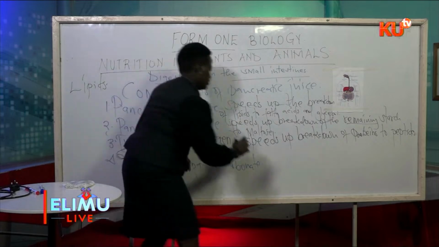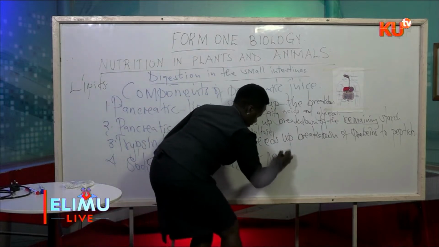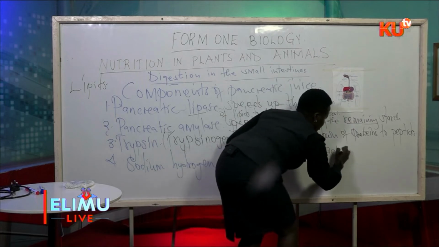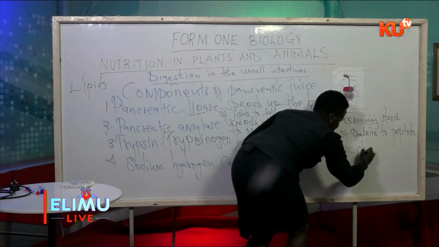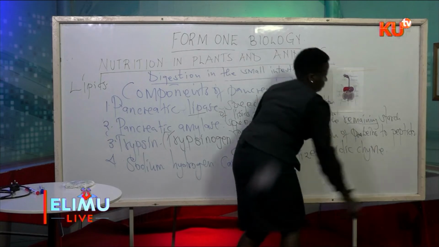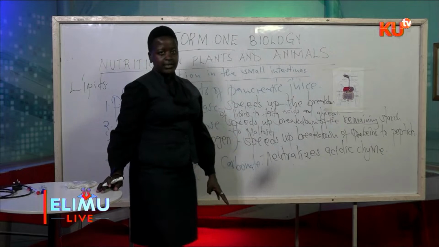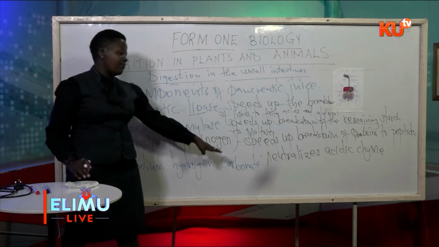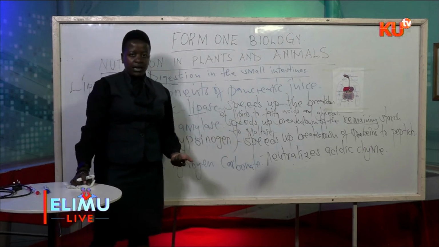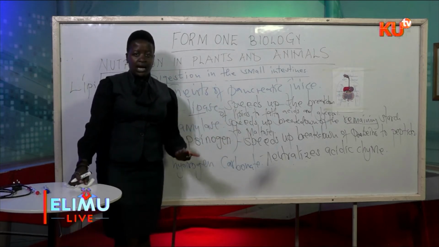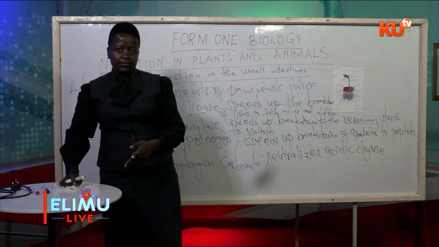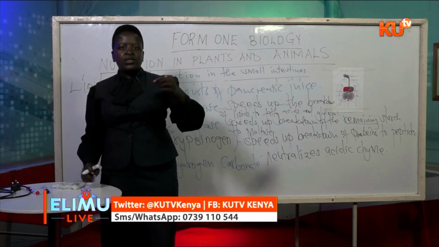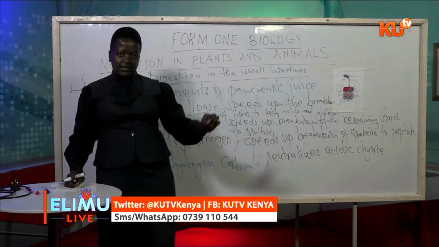It assists the bile juice in neutralizing acidic chyme, right? So this component called sodium hydrogen carbonate also has another function. Now, sodium hydrogen carbonate is alkaline in nature. So it provides a suitable environment for the working of pancreatic enzymes.